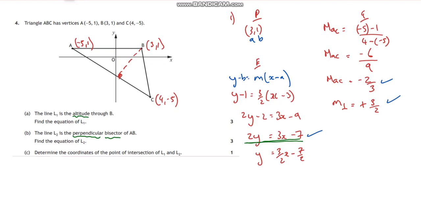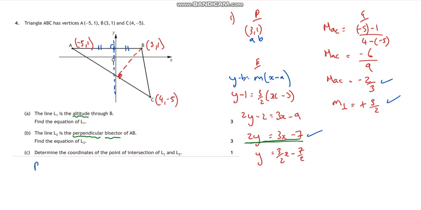And I'll do this in blue just to make it clear. The perpendicular bisector means it cuts AB in half, so it's going to cut right in the middle. So maybe the middle's there, I don't know. But it also is going to cut it at 90 degrees. Okay, so that line is at 90 degrees to AB.